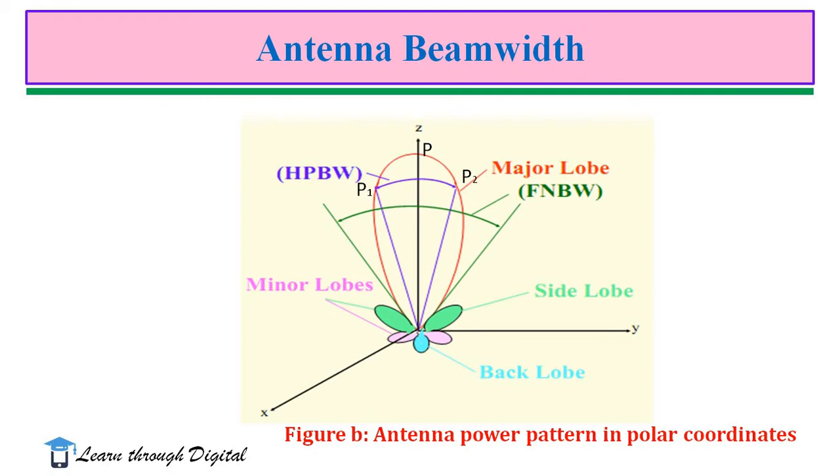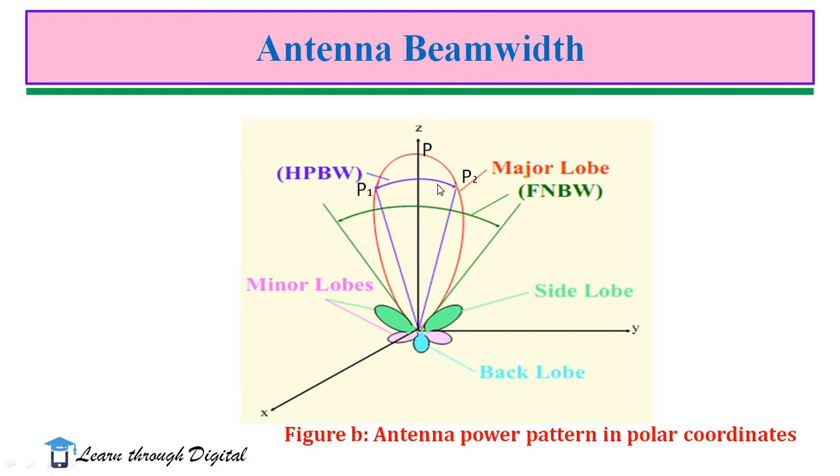This is the antenna power pattern in polar coordinates. In order to find out half-power beamwidth, we are going to mark half-power points on major lobe. Here, P is the point at which maximum power is radiated. Here, P1 and P2 are marked as half-power points. What is meant by half-power points? Half-power points means half of its maximum value.